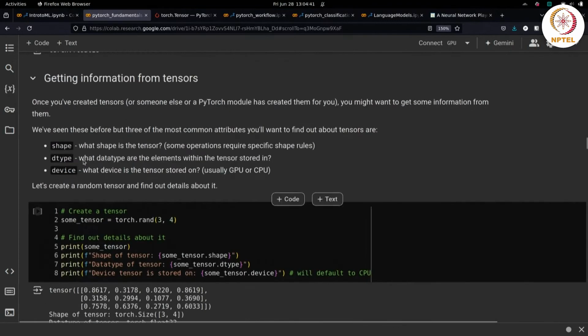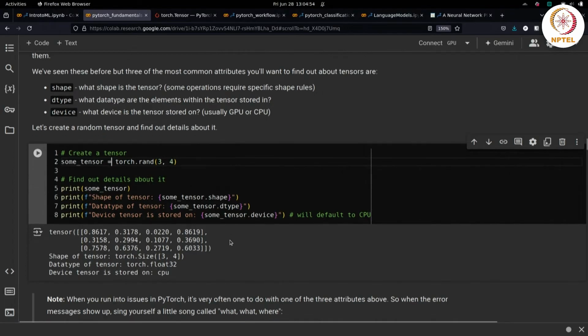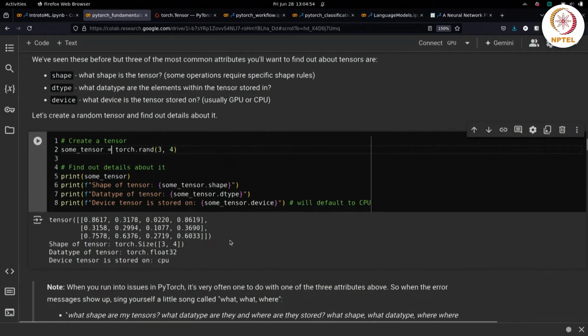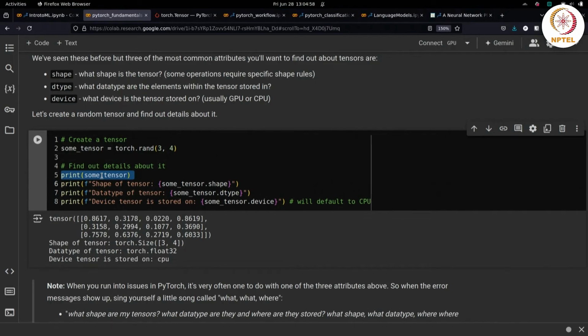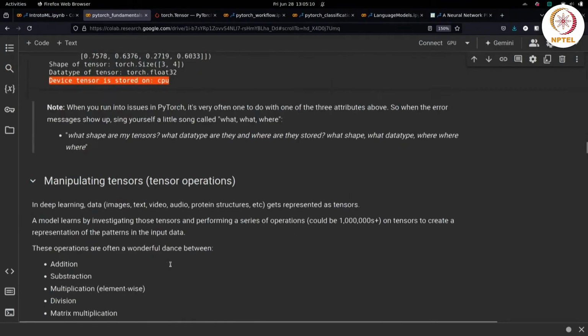We have already looked at shape, dtype, and device. So once you have created the tensor using whatever syntax you use, you can access its shape, dtype, and device using this syntax. You can print the tensor itself using a simple print statement. The tensor shape is this, the dtype is torch.float32, and the tensor is currently sitting on CPU, that is RAM.